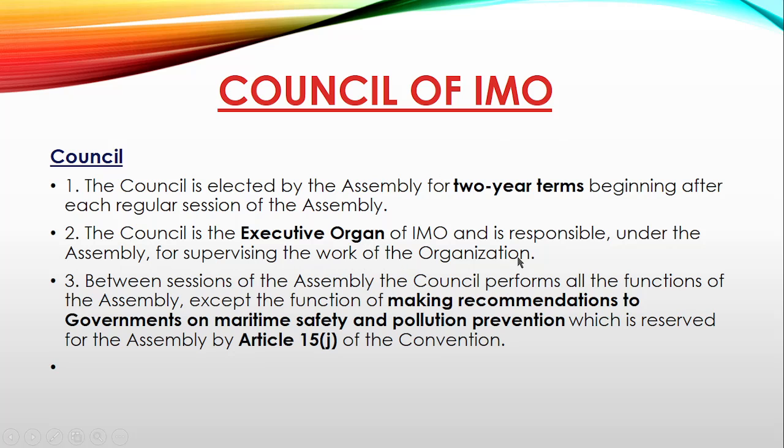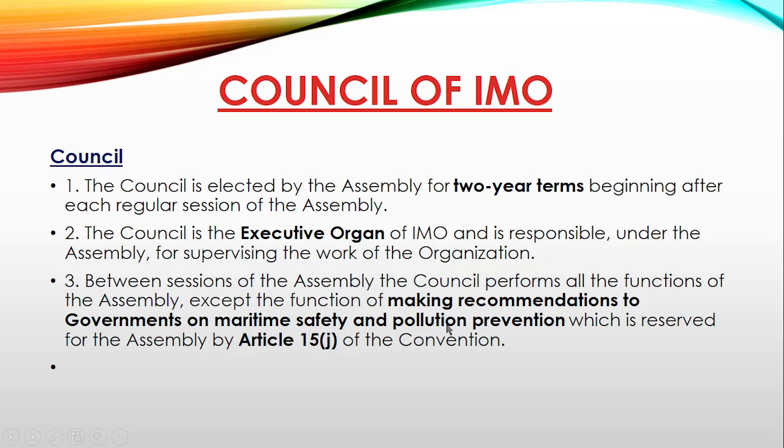But there is a special thing which has been withheld from the council and is kept only for the assembly. What is that? The assembly has not given the council power to make any recommendation to governments on maritime safety and pollution prevention. It means that the council cannot make any recommendation to governments on maritime safety and pollution prevention.